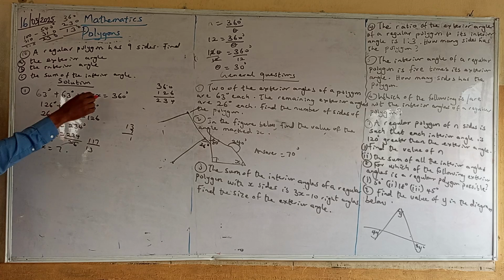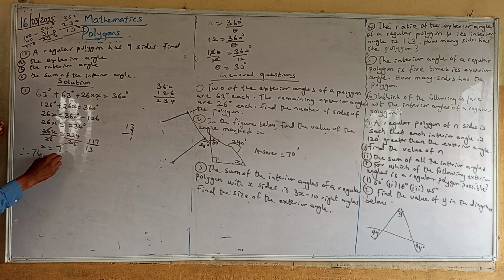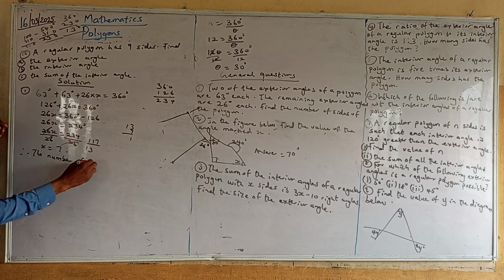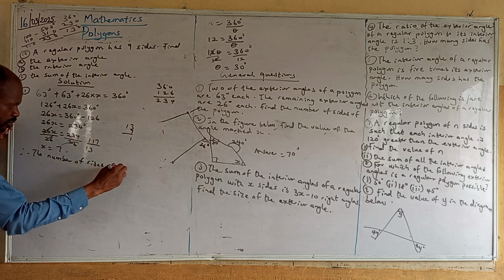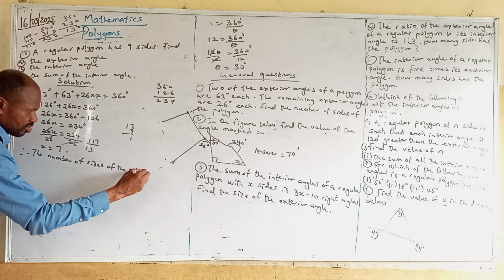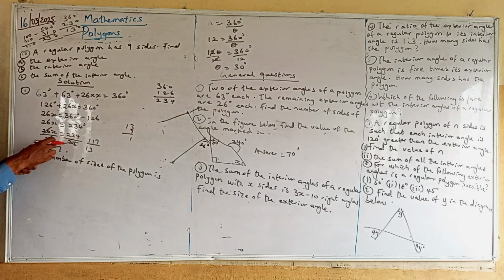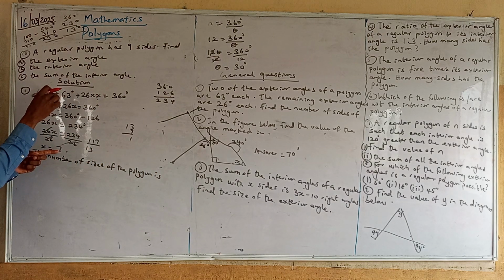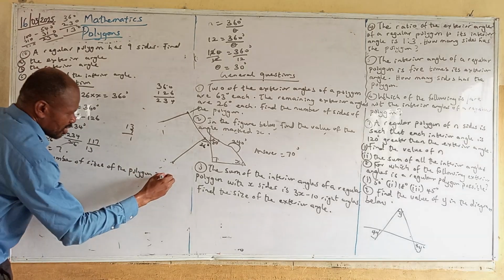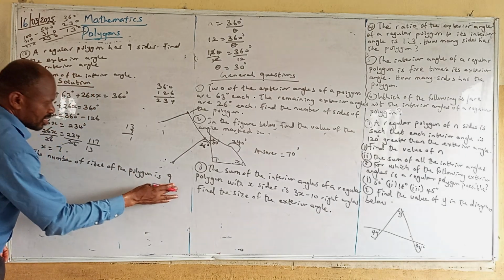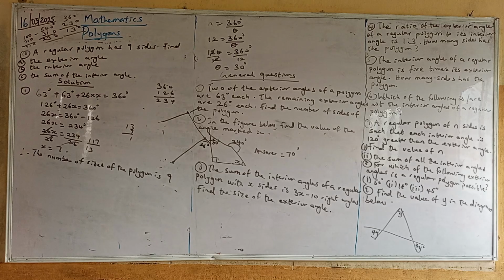Therefore, S is 7. Then the number of sides of the polygon is, this S is 7, then plus 1, 2, that's 9. That's it, 9 sides. So the polygon is a nonagon.